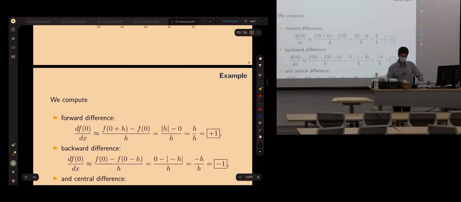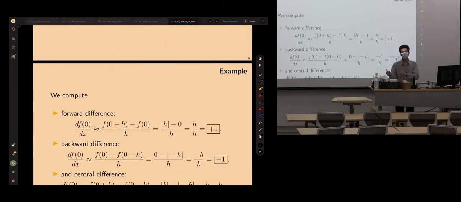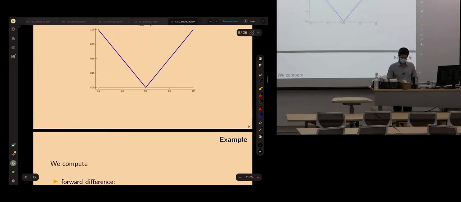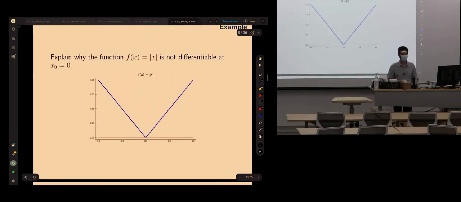But of course, you can talk about these concepts at a particular point as well. You might ask the question, for example, whether the function is differentiable at x0 equals 0, at the origin. It is differentiable everywhere else. It's a line.